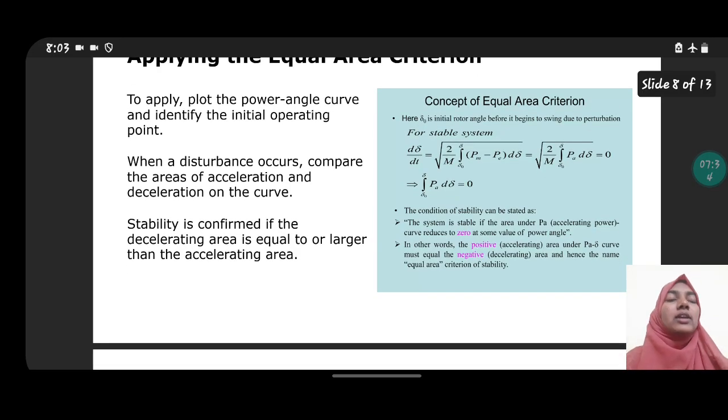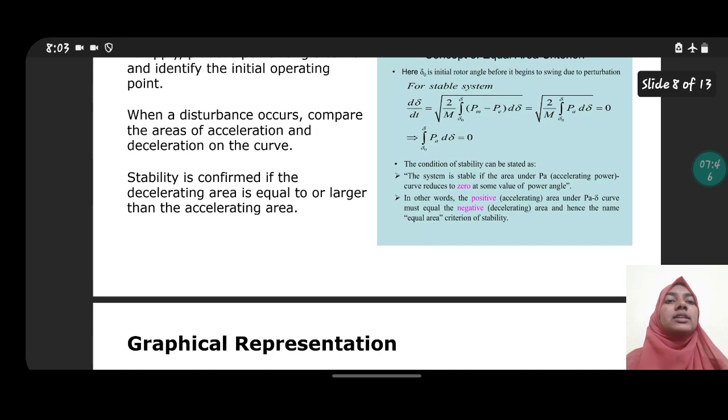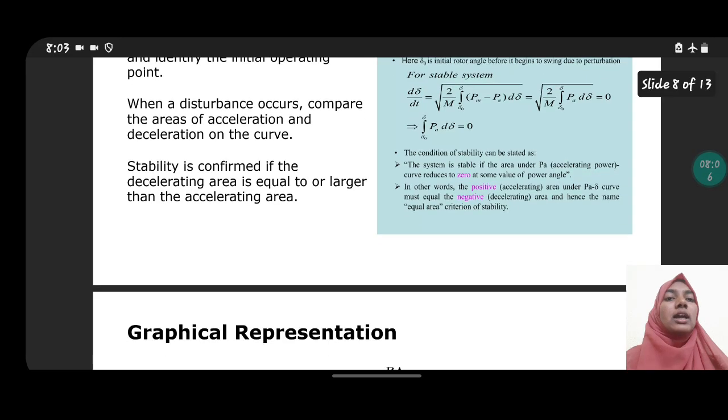So we have to compare where the fault is occurring and where the fault is not occurring. So for this, stability is confirmed if the deaccelerating area is equal to or larger than the accelerating area. For example, in easy words we can say a1 is equal to a2, it is in accelerating mode, and if a1 is greater than a2, the motor we can say is in deaccelerating mode.